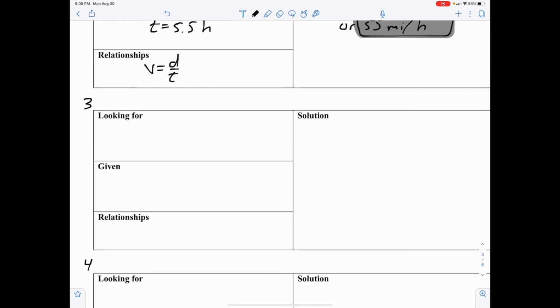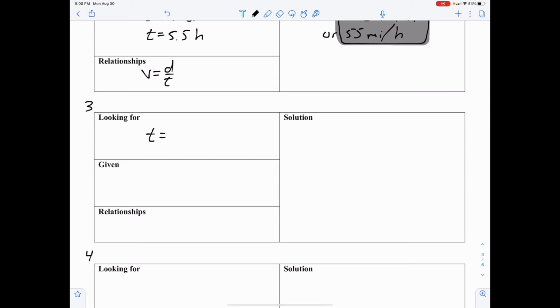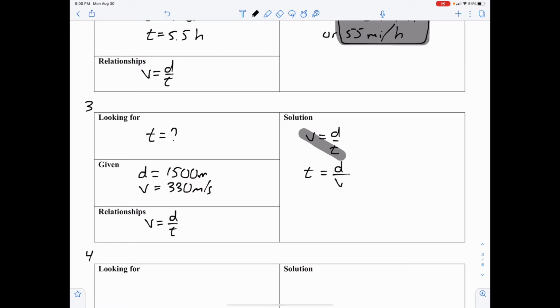So in the problem-solving box for number 3, we're looking for time. So we're going to write time equals question mark. We were given distance and we were given speed. Distance was 1,500 meters and speed was 330 meters per second. Start with the main equation in the relationship box that basically tells you a starting point. We copy that down and then we ask ourselves, do we need to rearrange the equation? Yes, we do, because we're looking for time, and time is in the denominator. So I can use the switcheroo to rearrange this and solve it for t. And t, time, is equal to distance divided by the speed.